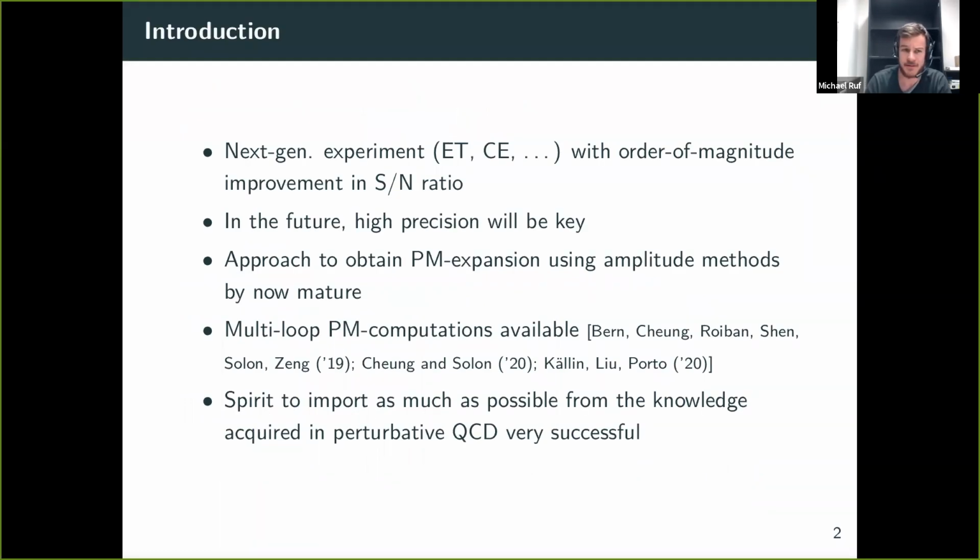So let me quickly introduce what we're after here. This talk is going to be about precision. Precision will be very important in the future for next generation gravitational wave experiments. And what has been seen already in the last few instances of this workshop is that amplitude methods are very powerful to obtain observables for classical gravity. In particular, there have been some very recent results for multi-loop, so higher order corrections in the Post-Minkowskian expansion. And the spirit of this whole endeavor has always been to use methods from perturbative QCD to have an efficient method to evaluate these things.